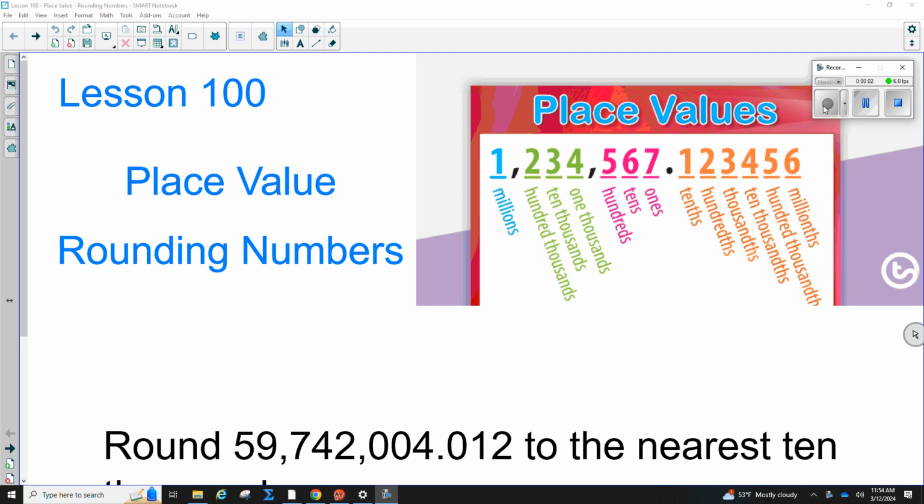All right, you guys, lesson 100. Woohoo! Place value and rounding numbers. First I want you guys to write down all the place values, even if you think you know them. I still want you to write them down.